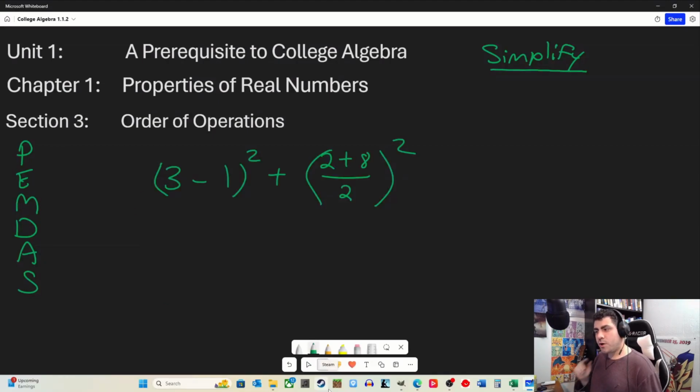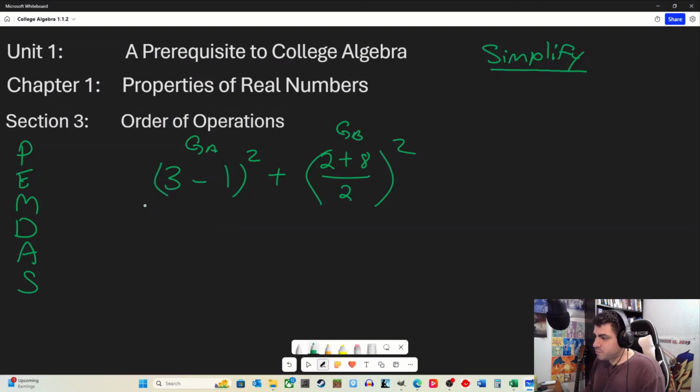Let's say we have 3 minus 1 squared plus 2 plus 8 divided by 2 squared. A little bit more confusing, a little bit more complex, right? It's super easy. Like I said, one step at a time. So let's name this group A, and group B. Let's start with group A.